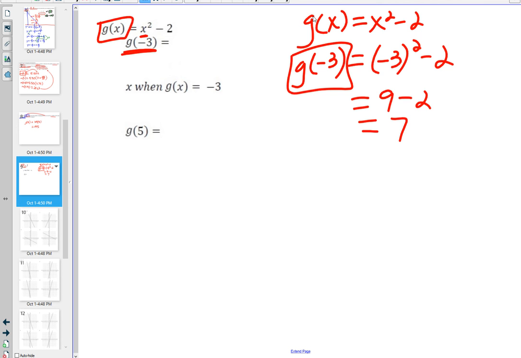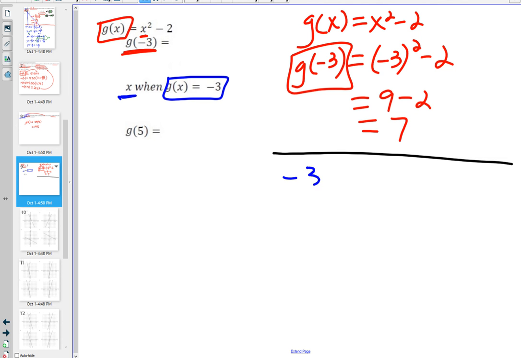Now the difference is that to juxtapose it, here they want to know x when g of x is negative 3. So the same negative 3, where am I going to put it now? You're going to put it as the y. So for the second part, I would write negative 3 is equal to x squared minus 2. I'll use my solving skills, which are as handy as my ninja skills, and I get -1 is equal to x squared. How do I get rid of a square?